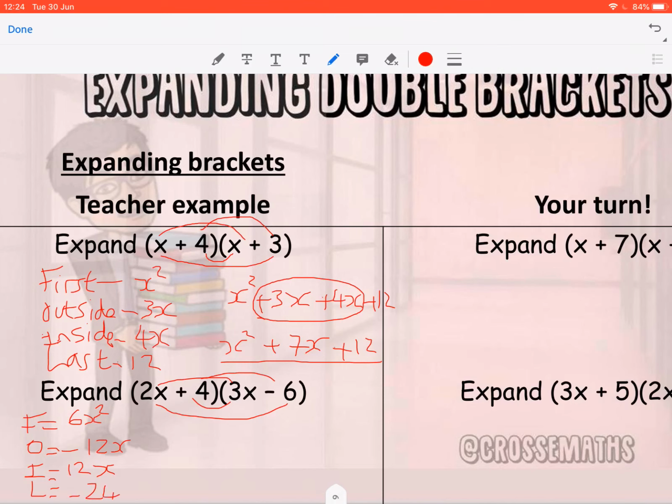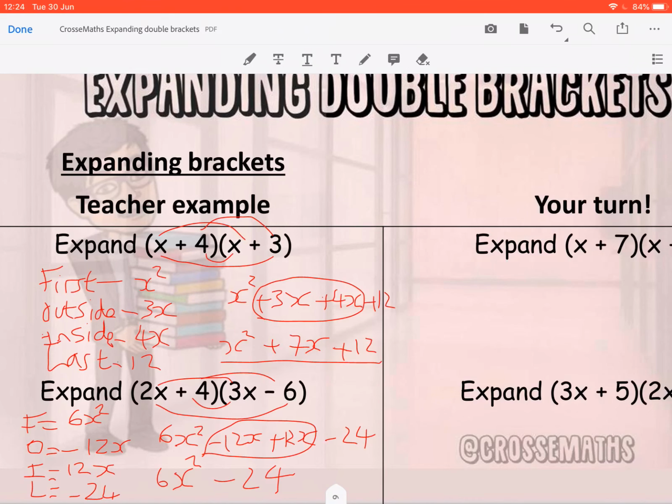I'm going to write all those in one straight line: 6x squared minus 12x plus 12x minus 24 on the end. These two again will simplify. So I've got 6x squared, and the two in the middle, minus 12x plus 12x, cancel, just leaving you with minus 6x minus 24. And that can happen.